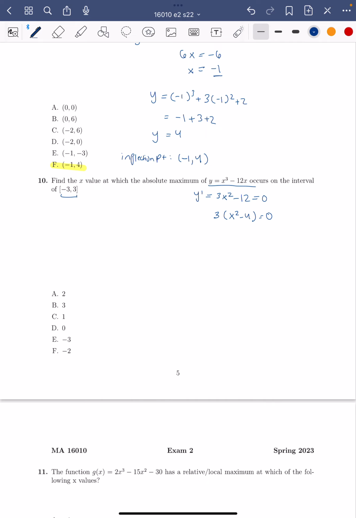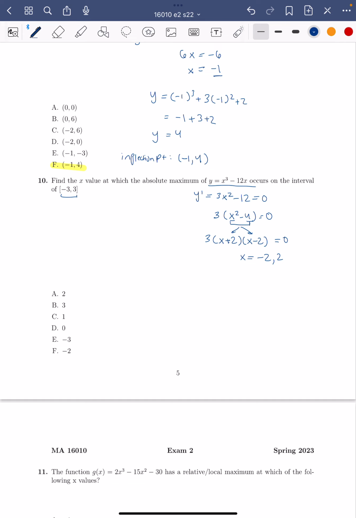I highly recommend looking into differences of squares. This first term would be a square, and this would be a number also squared. This is really common in factoring. You would get 3 times x plus 2 times x minus 2 equals 0. From those two, we would get that x equals -2 and +2.